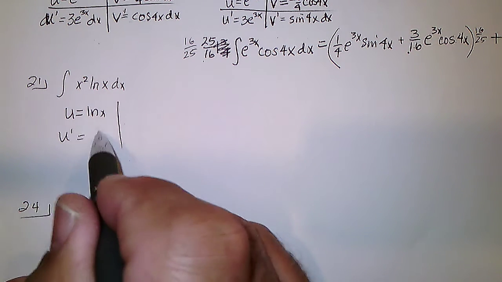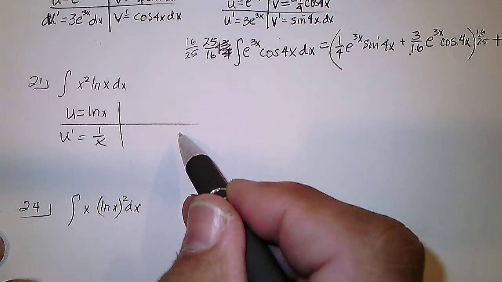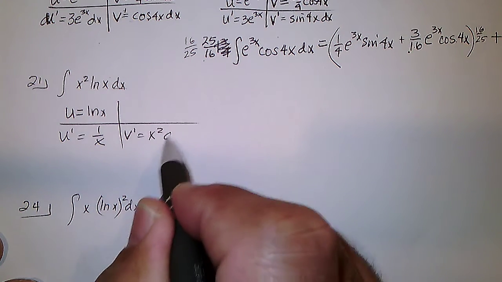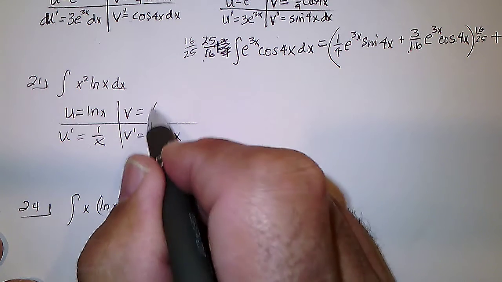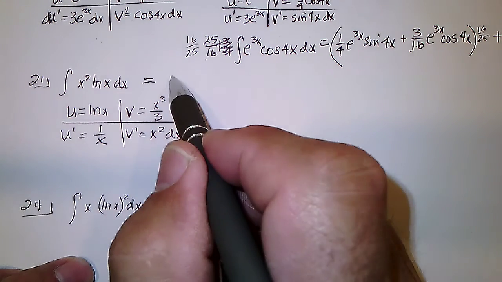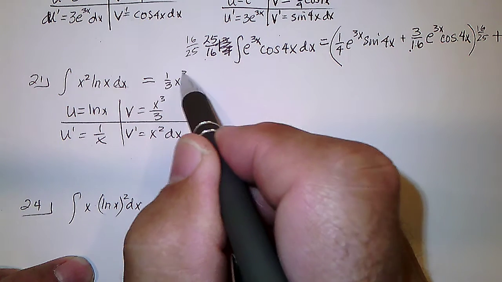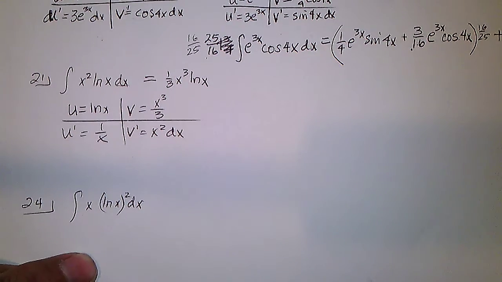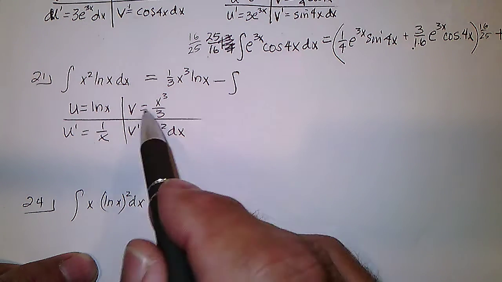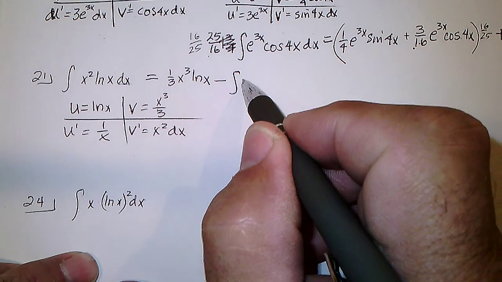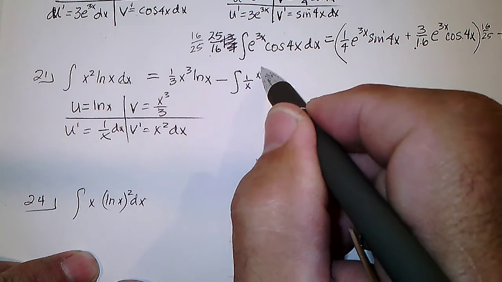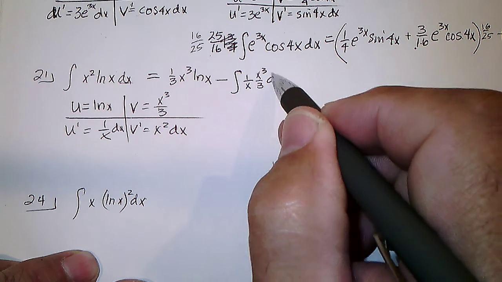So u prime would be 1 over x, and v prime would be what's left here, x squared dx, so v would be x to the third over 3. So if we do uv, we're going to get 1/3 x to the third ln x. That's these two multiplied, minus the integral of these two, which is going to be 1 over x times x to the third over 3 dx.